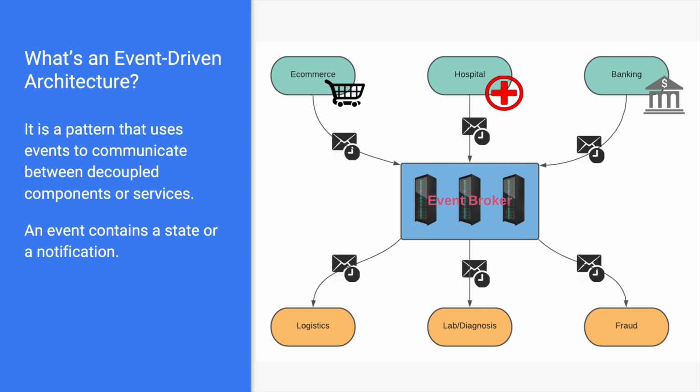An event may contain a state at a certain point in time, as denoted by the mail with a clock symbol in this diagram, like the status of a transaction, the amount paid, the items in your shopping cart, the shipping status, and so on. Or notifications like your order has been shipped, or you completed the course, or a certain amount has been credited to your account.